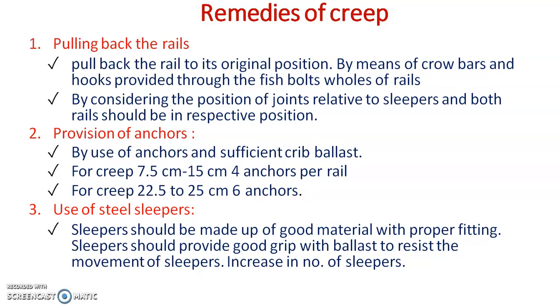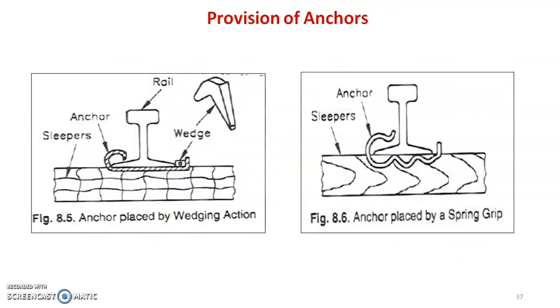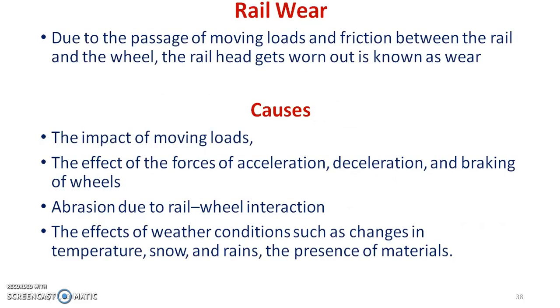What can we do for the creep? What are the measures we can take? We can pull back the rail to its original position, or we can use more anchors. Per rail we can use 4 anchors or 6 anchors based upon the extent of the creep. Or you can use steel sleepers because it is a good material. We can do proper fitting in that, or else we can increase the number of sleepers also. So this picture shows how the anchorage is provided.